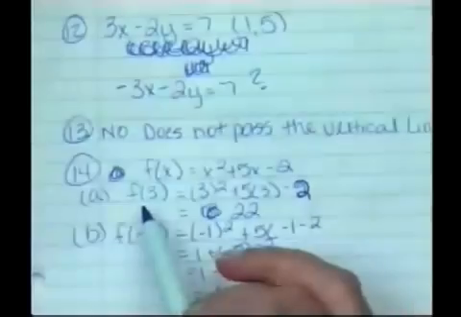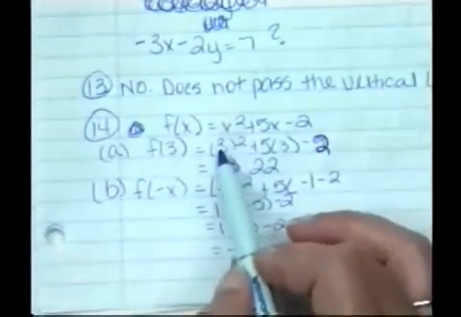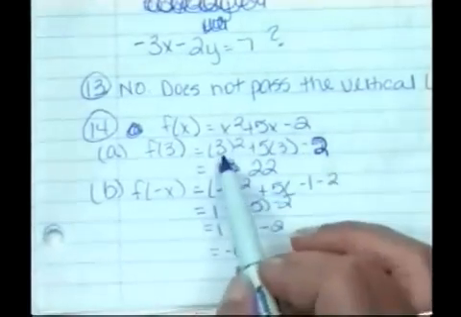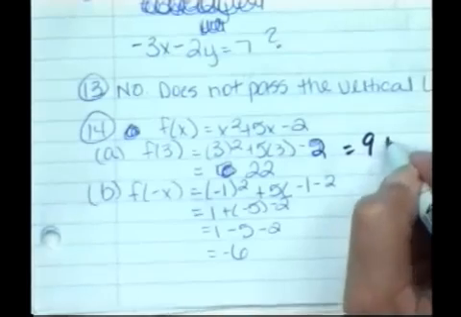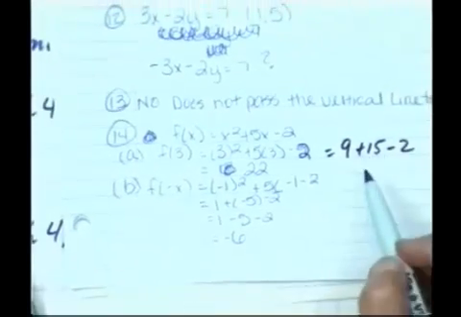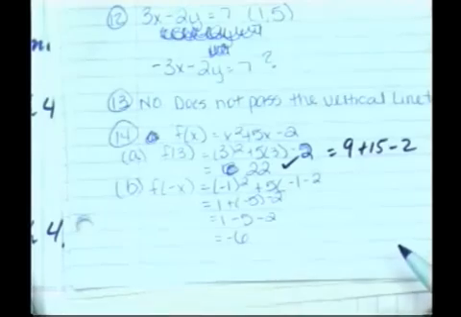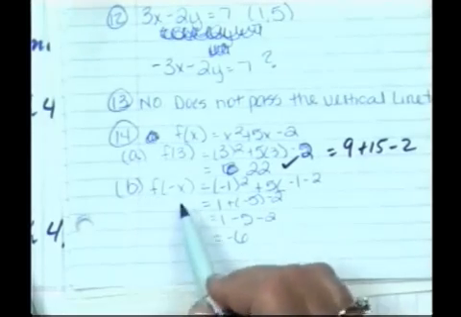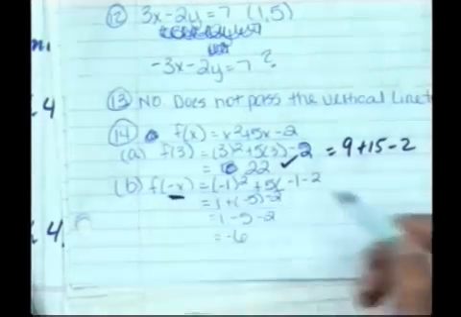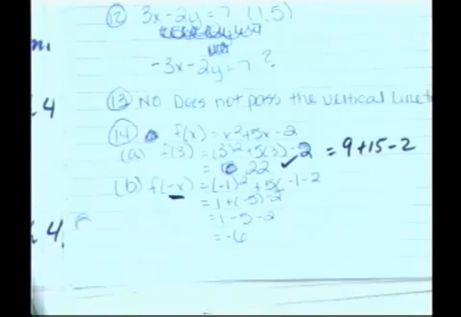First thing you had to do was evaluate the function at 3. So that just meant you put a 3 in for your x's. So you had 9 plus 15 minus 2. And that looks like that probably is 22. Okay? The next one is to evaluate f at negative x. And I see a negative 1 stuck in there. Is that what we're going to do, everybody?